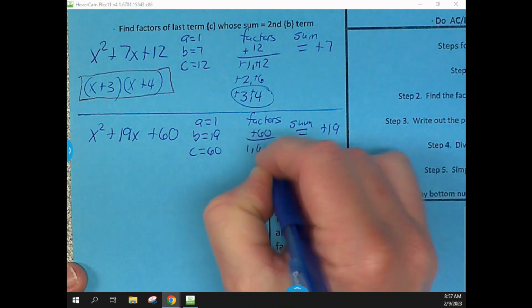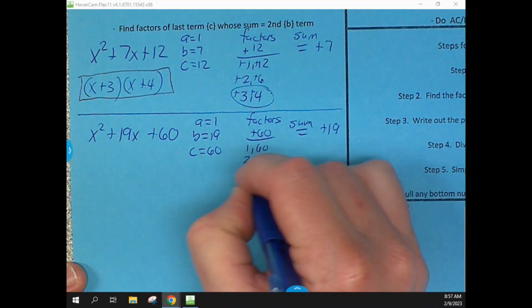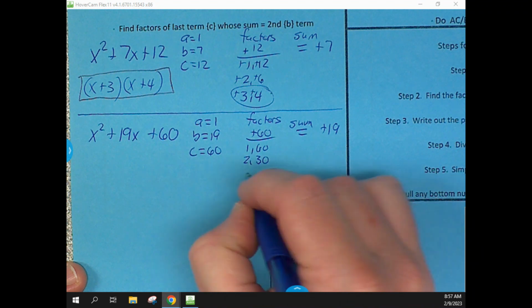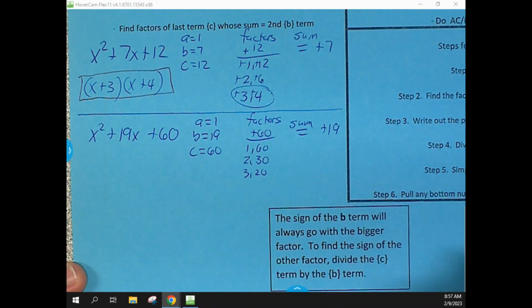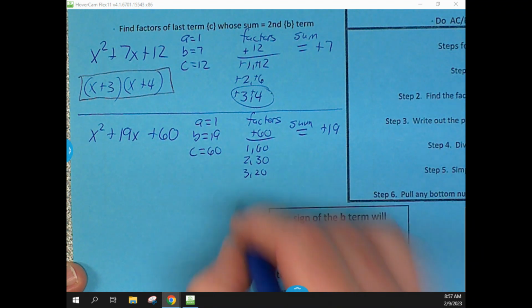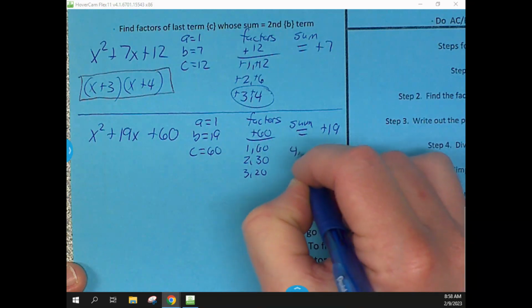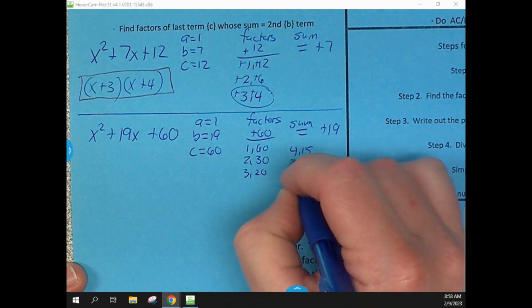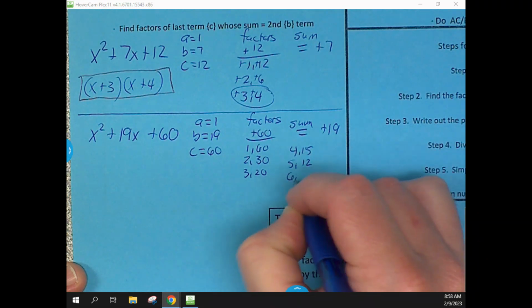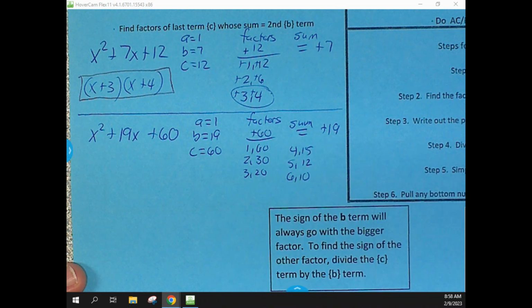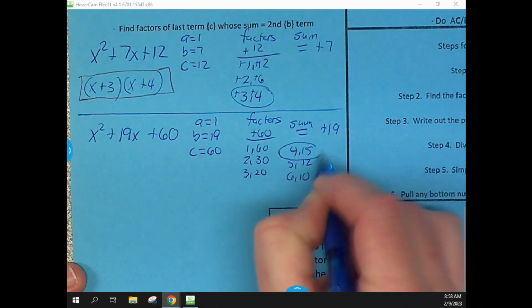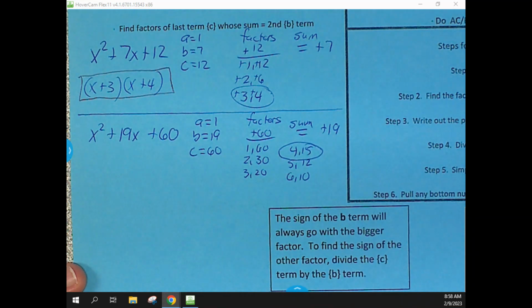All right, so we go 1 and 60. Could be 2 and 30. Could be 3 and 20. Let's see what could be. I'm going to put these over here. Could be 4 and 15. Could be 5 and 12. Could be 6 and 10. Right now everything is good because as long as all the numbers are positive, we don't really have to worry about the signs. So finding the pair that will add up to be 19: 4 plus 15 is 19, so it's going to be 4 and 15.